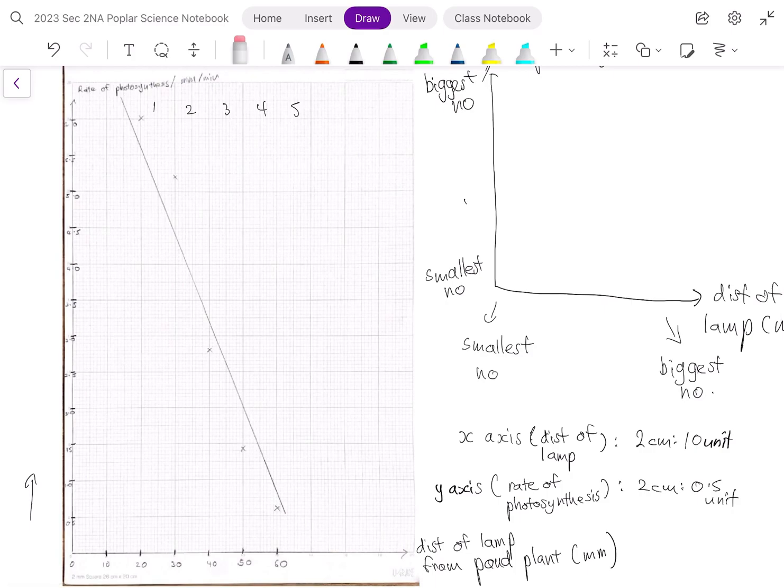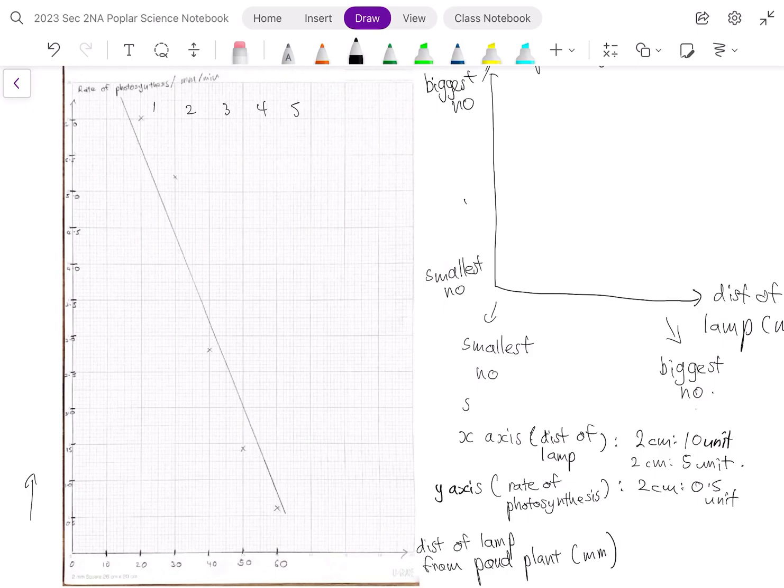So maybe I can do every 2 cm 5 units. Okay, it will be better in this case. Okay, so maybe you can try on your version 2 cm 5 units. Okay, it's better that way lah. Alright. Okay, then my best fit line, make sure equal number of plots on the left and right of line. Okay, that's for plotting lah.